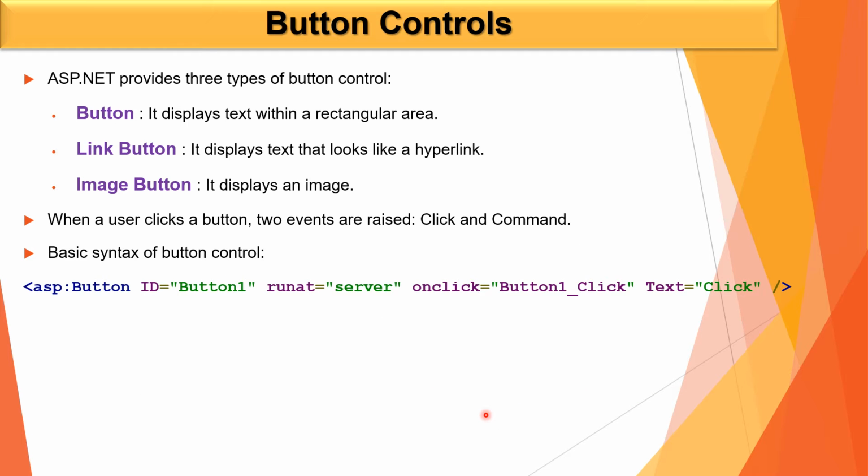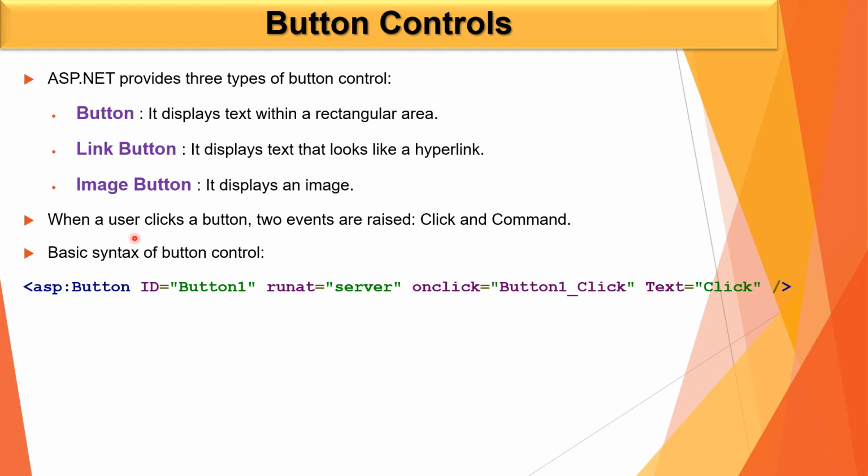Now the first control we have to study is the button control. We know that ASP.NET provides three types of button controls. Which are those? First is a normal button. This will display text within a rectangular area. Second is a link button. This will display text that looks like a hyperlink. And third, image button. This will display an image on the button.